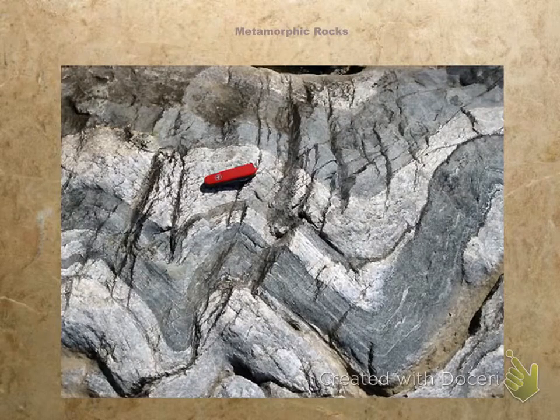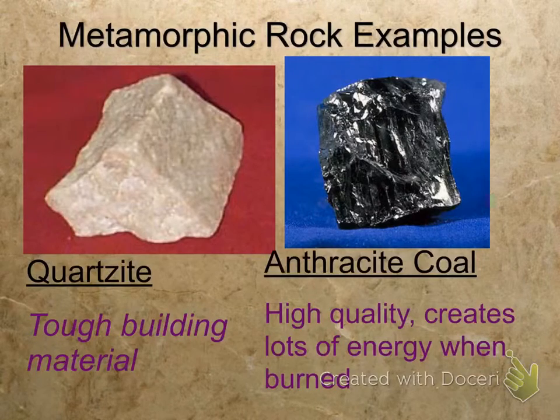Okay, so today we're going to talk about metamorphic rocks. Some examples of metamorphic rocks would be quartzite, which is a very tough building material, anthracite coal, which is used for creating energy at coal plants.